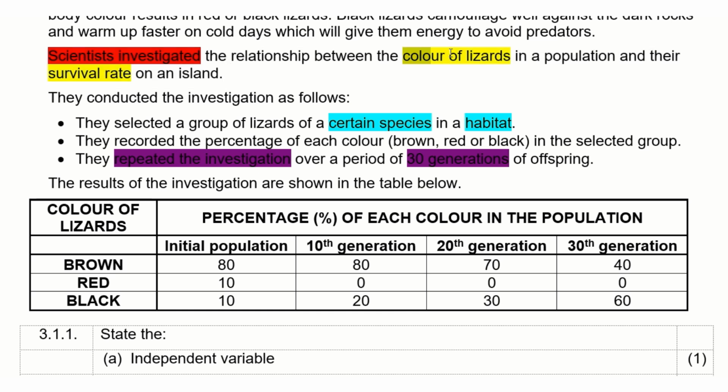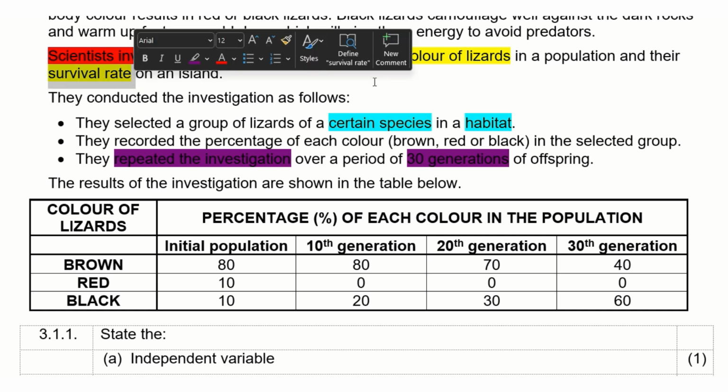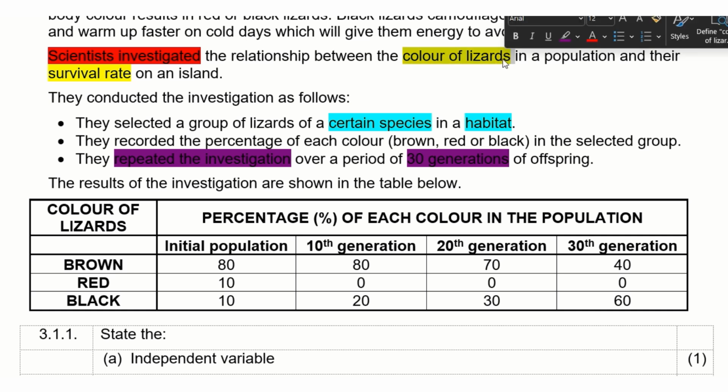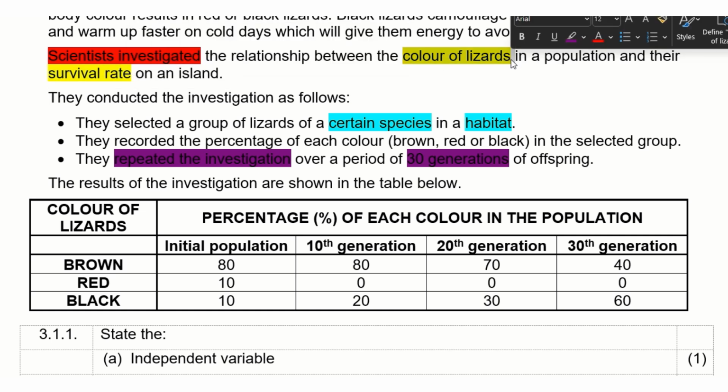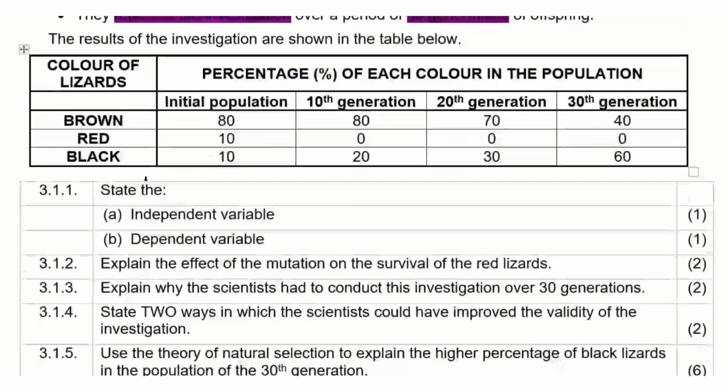So in this case, we highlighted the color of the lizards and the survival rate of the lizards as the variables. Now we need to determine what is the dependent and what is the independent variable. What I always do is I ask myself which variable depends on the other one. And in this case, the survival rate of the lizard depends on the color of the lizard. So that is going to be our dependent variable, the survival rate of the lizards, which makes the color of the lizards the independent variable.